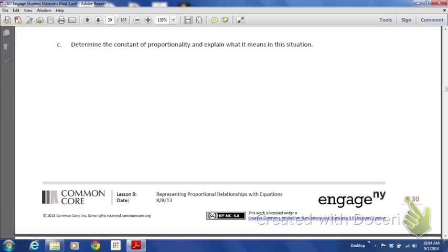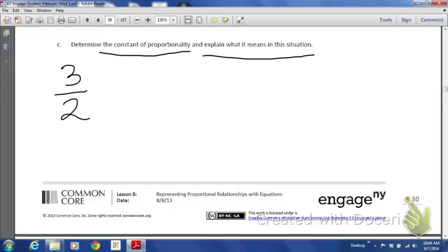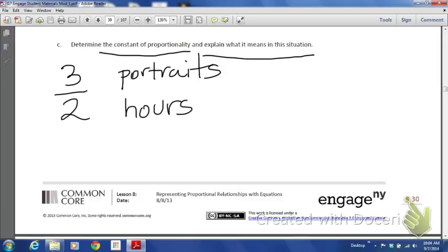Okay, and again, that question C, keeping it all in context. So they want you to determine the constant of proportionality, which we have already done, which was 3 over 2. Okay, so explain what it means in this situation. So we know that the 3 part is the portraits, and we know that the 2 portion, or the denominator in this case, is the hours. So we can say that Andrea can draw 3 portraits in 2 hours.